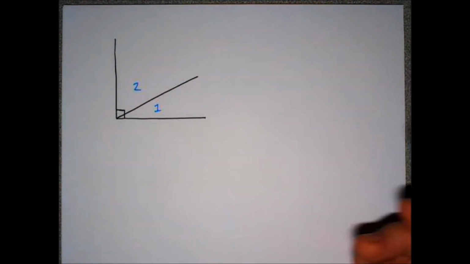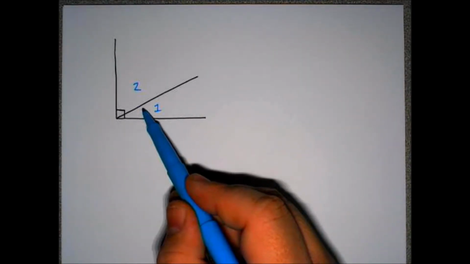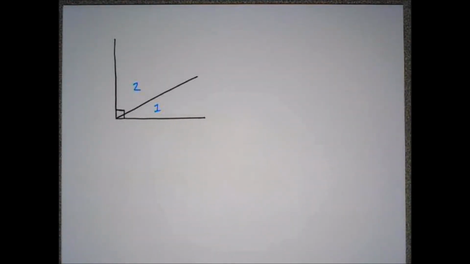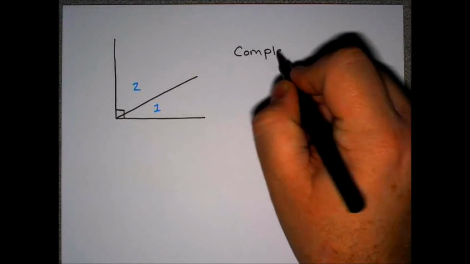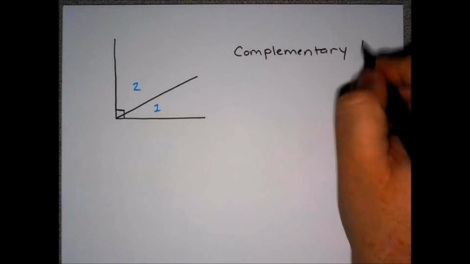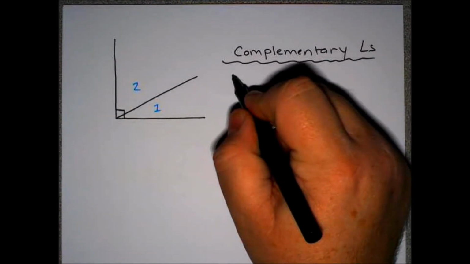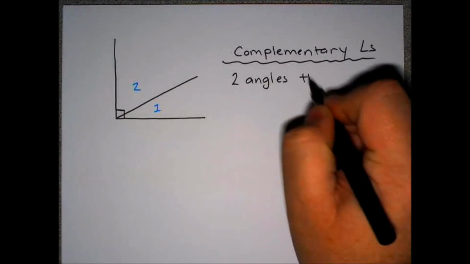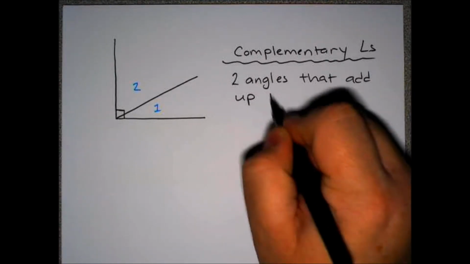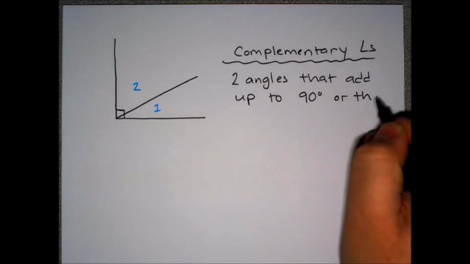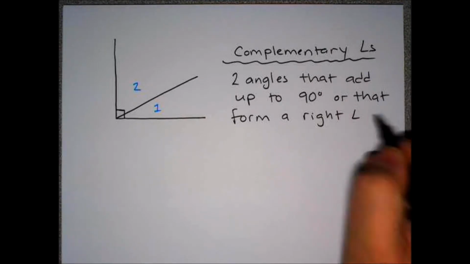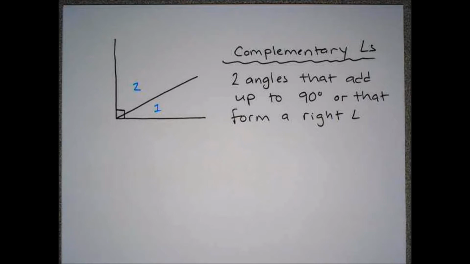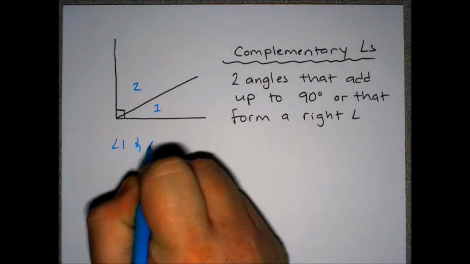Now they don't necessarily have to be equal to each other. If they were, it'd be 45 degrees. In this case, this looks more like it's 40 and then that would be 50. But for these to be complementary angles, what's important is that they add up to 90 degrees. So complementary angles are two angles that add up to 90 degrees or that form a right angle. So for something like this, we could say that angle 1 and angle 2 are complementary angles.